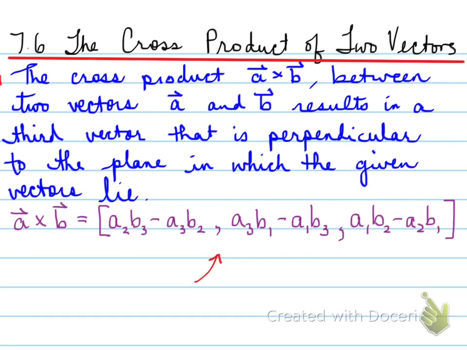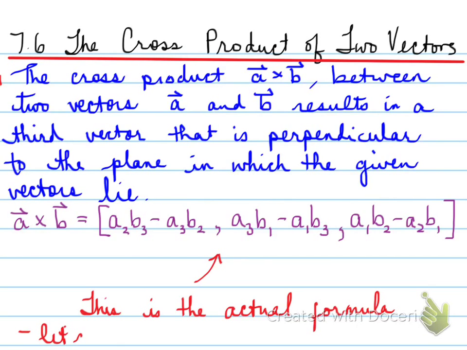The problem is a lot of kids mix it up. In fact, I've been known to mix it up sometimes too. And so this is the actual formula to calculate the cross product. But I find that mistakes can easily be made, and as a result, we get the wrong vector. So let's look at an easier way to calculate the cross product.